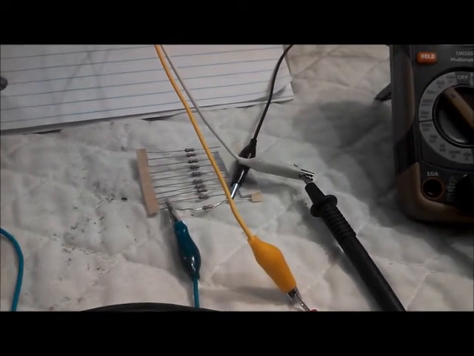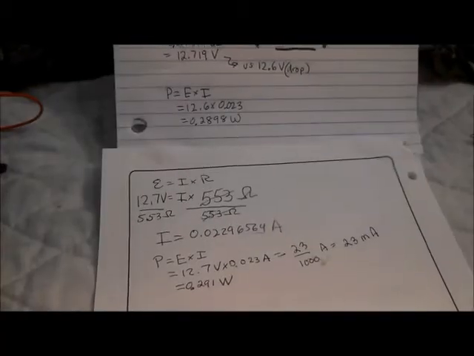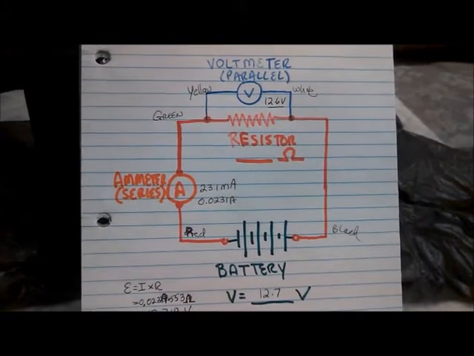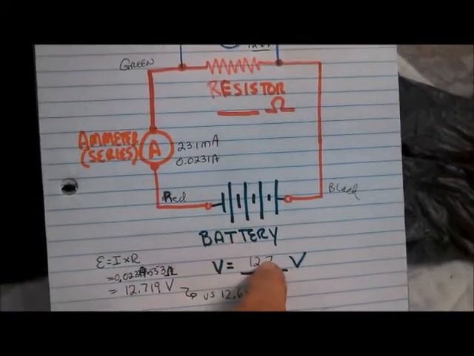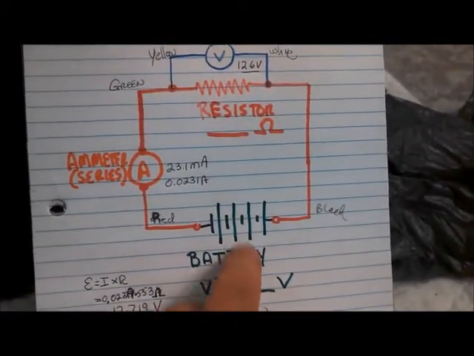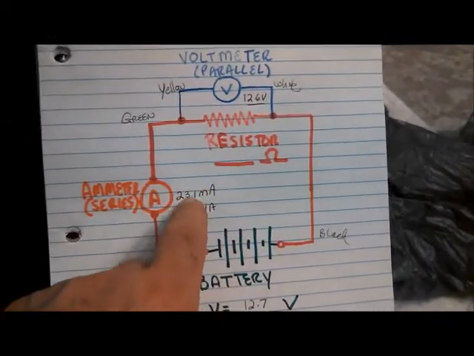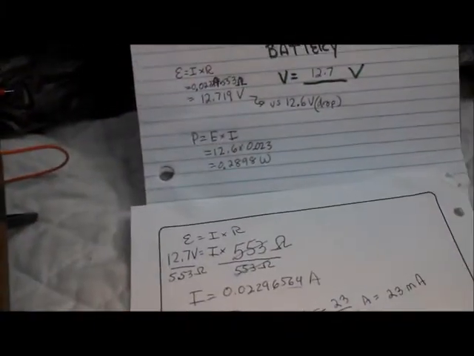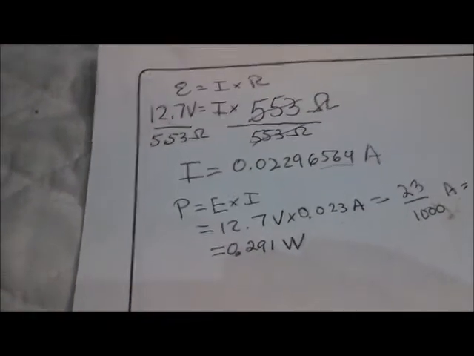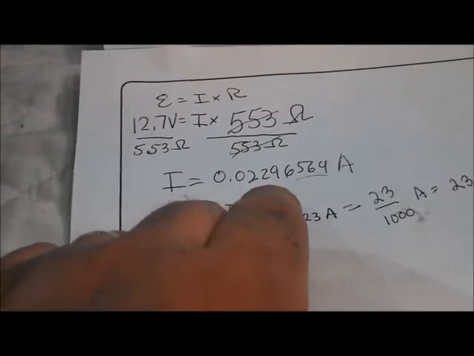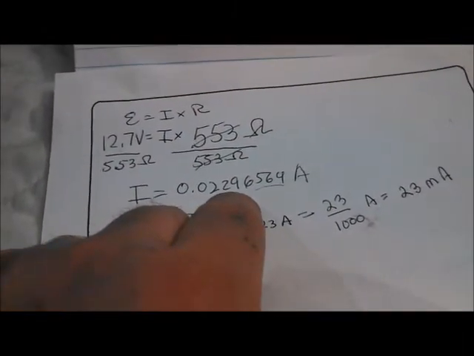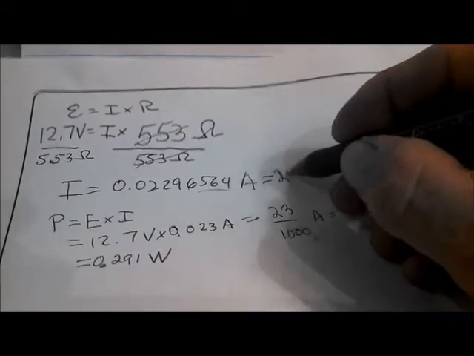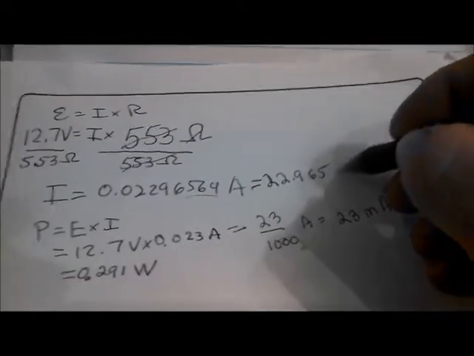I'm pretty happy with the experiment so far, and I'll try to run the numbers for you. So let's see if we can compare theory to reality. What I said to you is that you would have a 12.7 volt battery, which we did. I said to you there would be an ammeter reading that should have been about 0.0229 amps, or 22.9 milliamps. This, if we had written it as milliamps, would have been 22.965 milliamps.